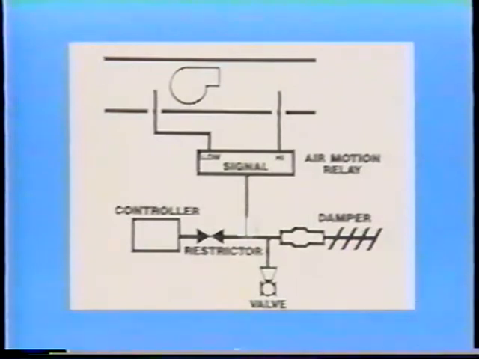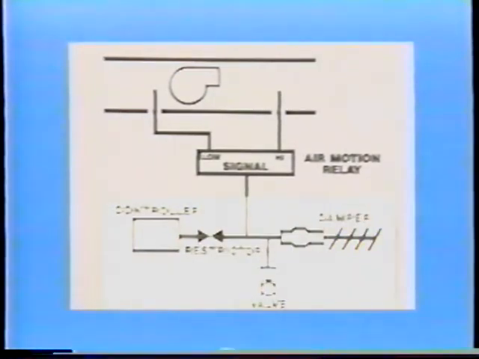The air motion relay operates by bleeding the signal pressure from the restricted branch line until such time as it senses a 0.15-inch water column differential on its high and low inputs. At that time, it stops bleeding and allows the signal from the controller to control the final control device.